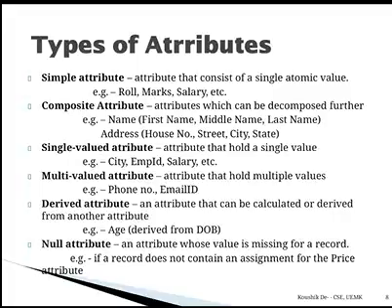A single valued attribute holds a single value. A multi-valued attribute holds multiple values. Derived attributes can be calculated or derived from another attribute. A null attribute is one whose value is missing for a record. For example, if a record does not contain an assignment for the price attribute.